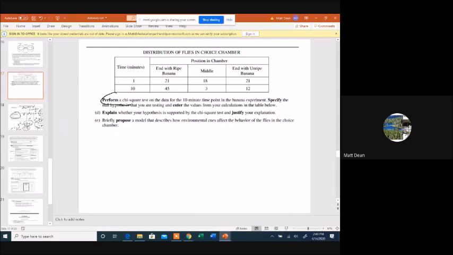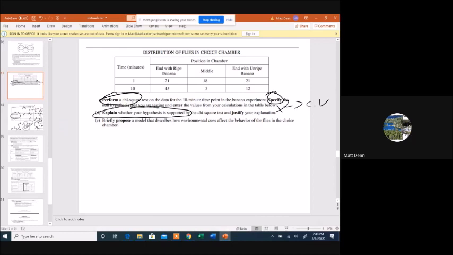So we did the chi-square test. We specified the null hypothesis that the bananas don't affect where the flies locate themselves. We entered the values into the table. Our null hypothesis is not supported, and our justification is chi-square is greater than the critical value.